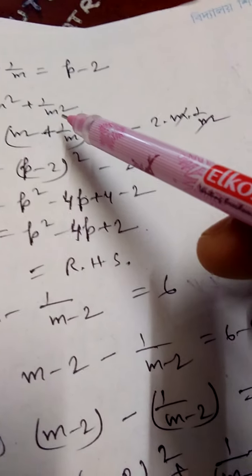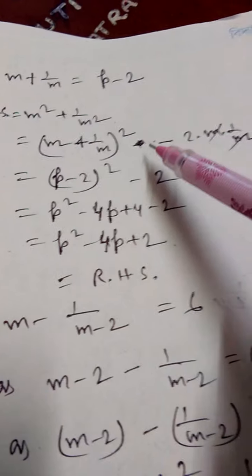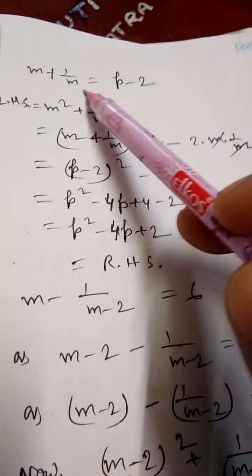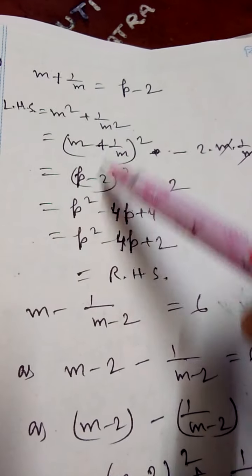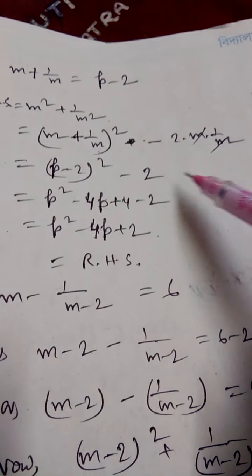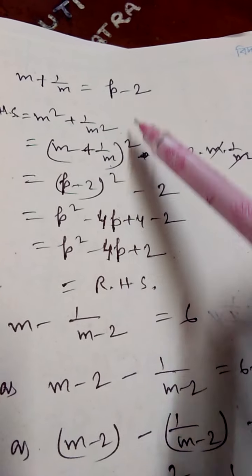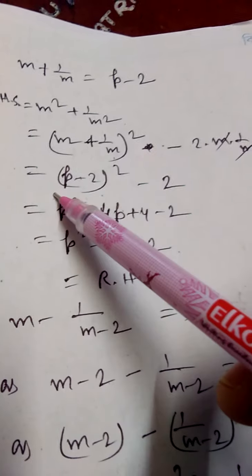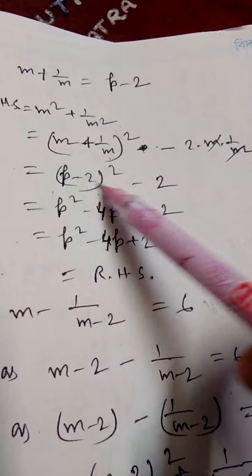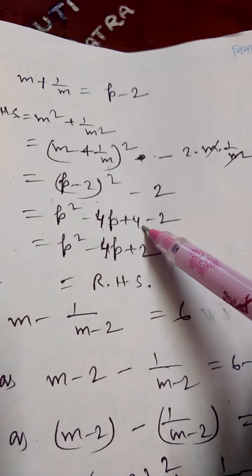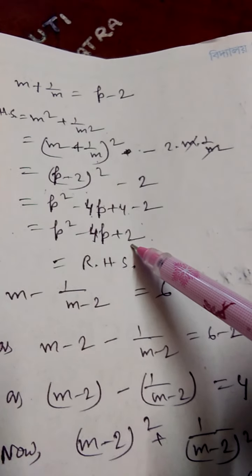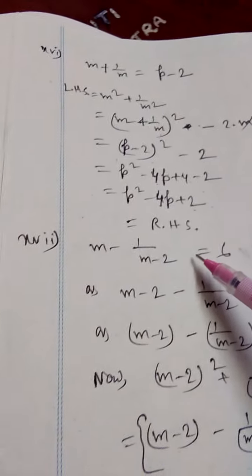Therefore, m square plus 1 by m square equal to (m plus 1 by m) whole square minus 2 into m into 1 by m. Since the value of a plus b is given, we have to use the formula a square plus b square equal to a plus b whole square minus 2ab. That is, in place of m plus 1 by m, we put p minus 2 and get (p minus 2) whole square minus 2. This is equal to, after expanding the term, p square minus 4p plus 4 minus 2 equal to p square minus 4p plus 2. That is the right hand side.